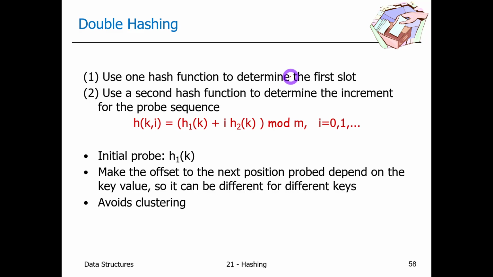The next technique of open addressing, that is the resolution of clustering and collisions, is double hashing. So we use two hash functions, which you can see here. The first hash function is used to determine the first slot, and the second hash function is used to determine the increment for the probing sequence, where this i is 0, 1, 2, 3 and so on. It increases. So our initial probe is H1 with i equals 0. If i equals 0, this term will be cancelled out, so our initial hash function will be this one.